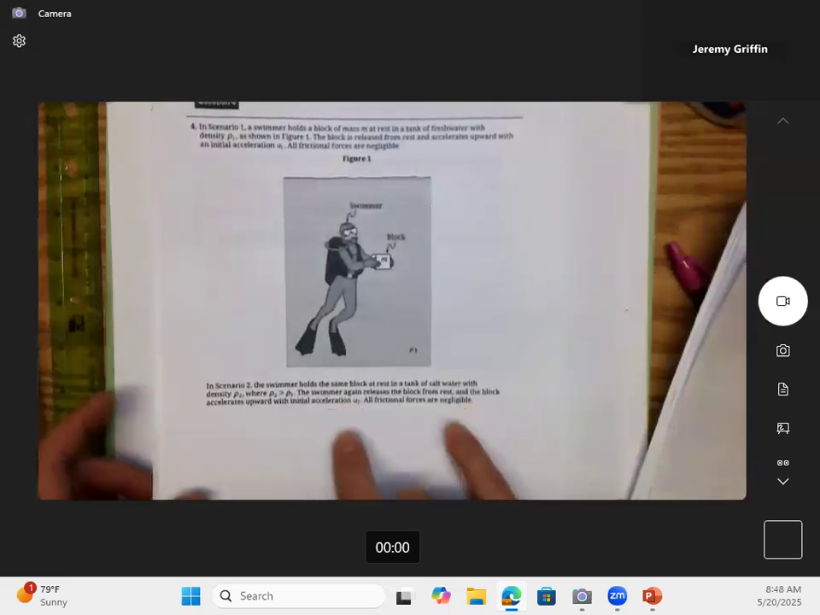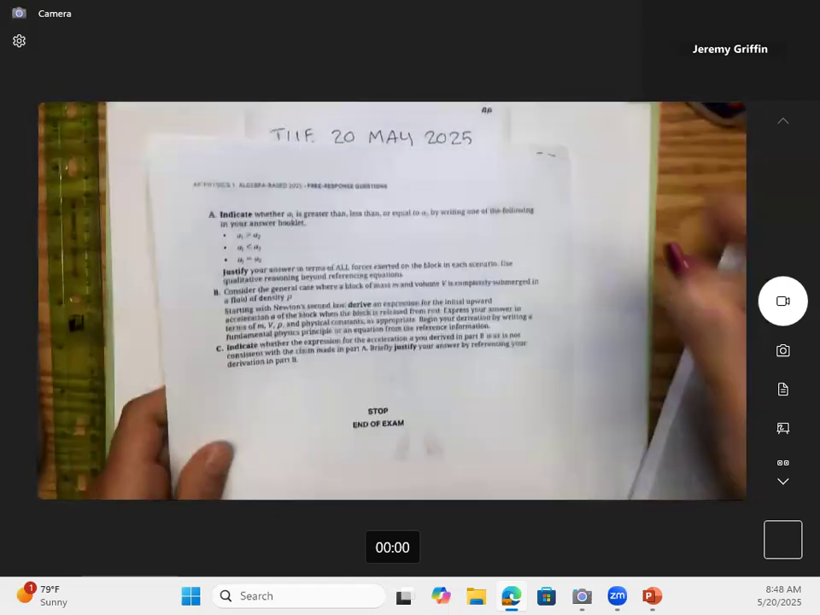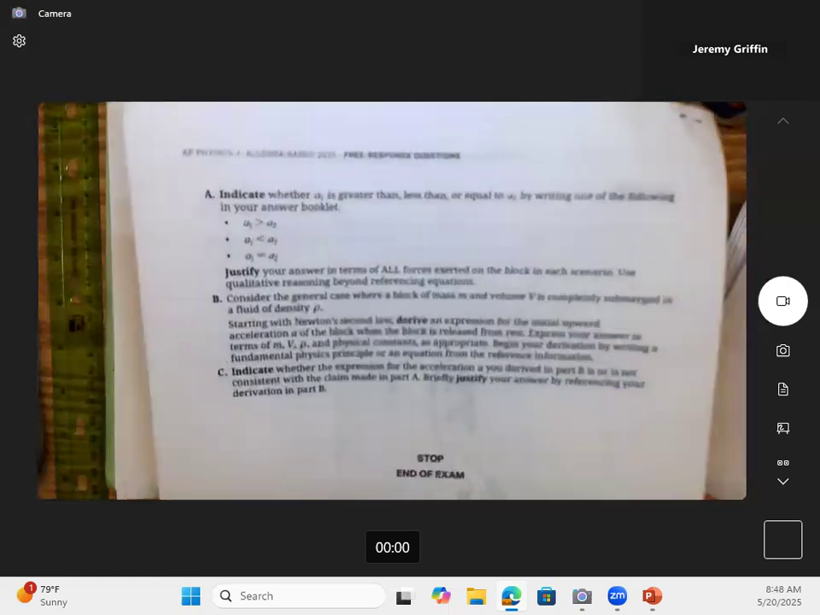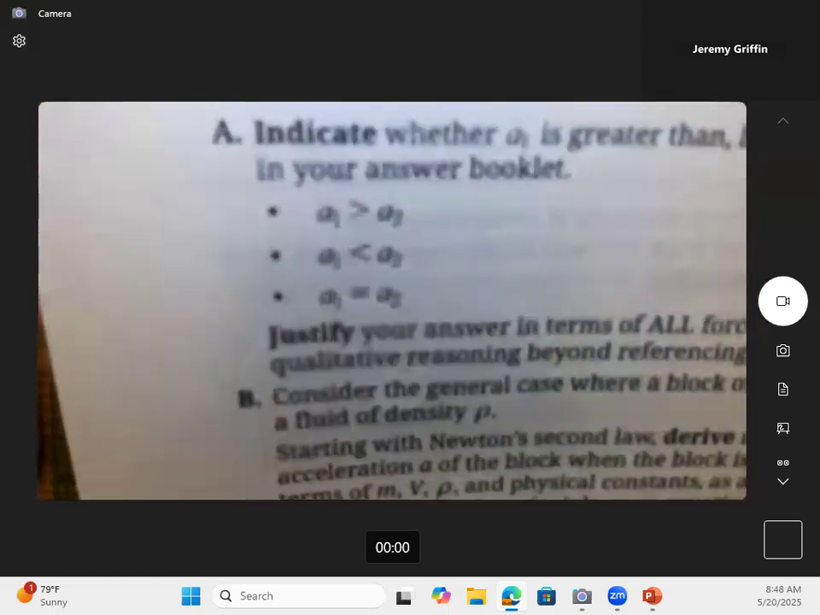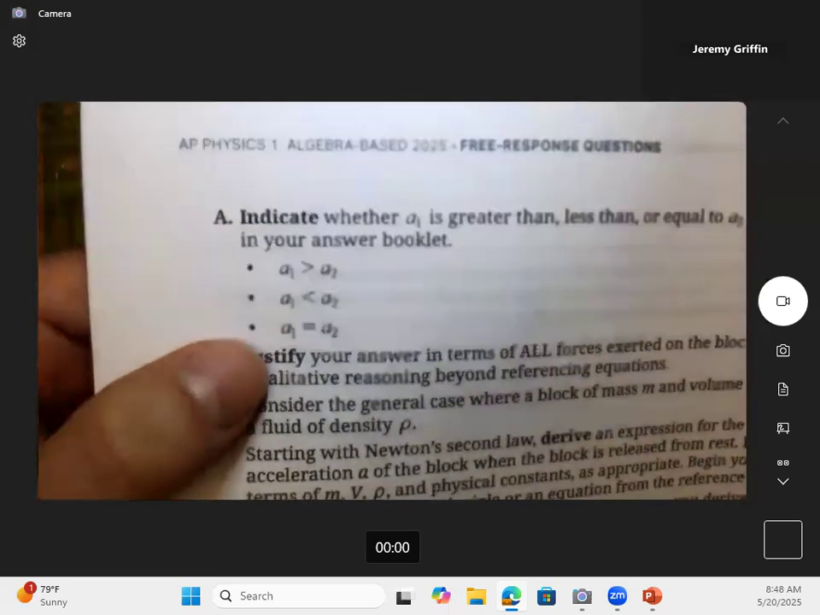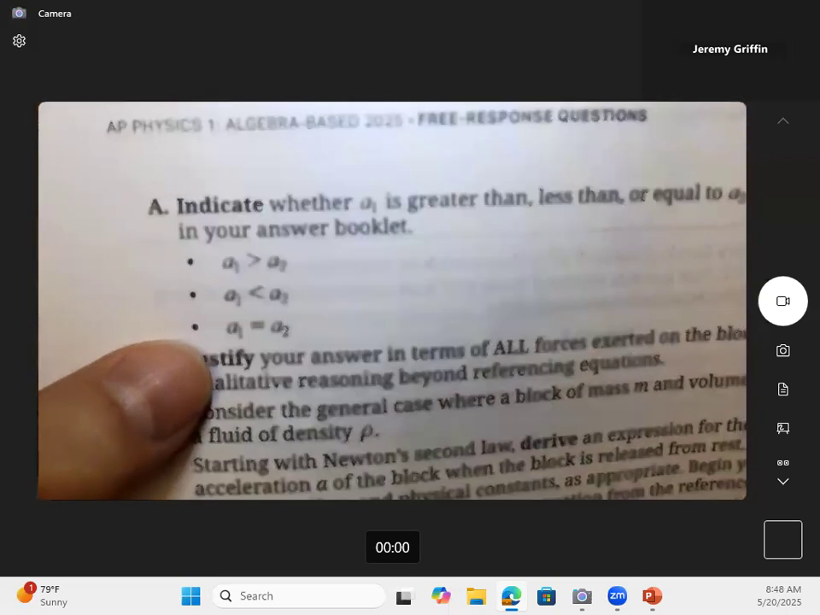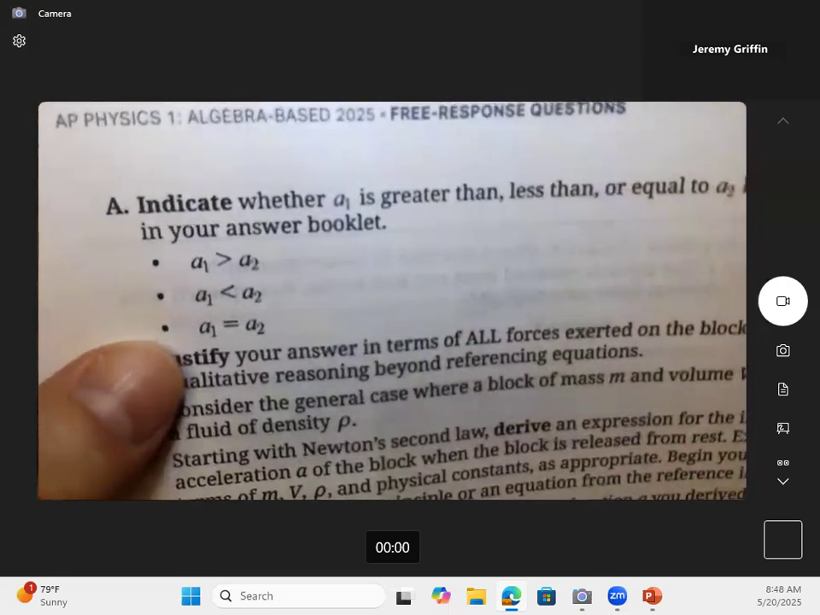Again, release from rest, block accelerates up, drag force is negligible. Right, so indicate, okay, guys, now that he's in the salt water, so it's the second scenario, which box did you guys check? Let's see, show of hands. Let's get that not blurry first. All right, so you guys see those options? You guys know scenario one is freshwater, scenario two is saltwater.